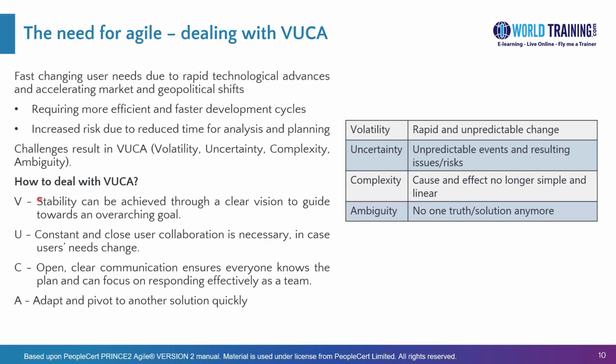And in case of that, we're also looking at the text below here, how to deal with VUCA. So for example, for the V, the volatility, stability can be achieved through a clear vision to guide towards an overarching goal, which means there should be a proper direction. In spite of the volatility, the direction will remain the same with maybe some minor changes to it. And also there should be preparation for variation, the volatility, that is by investing in extra resources.